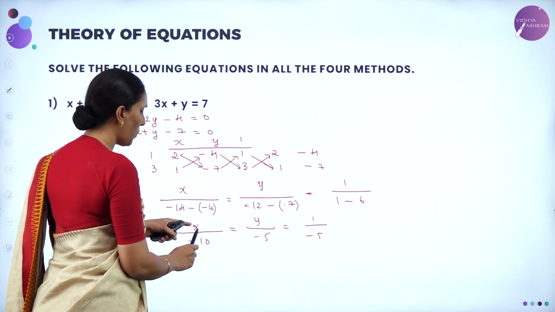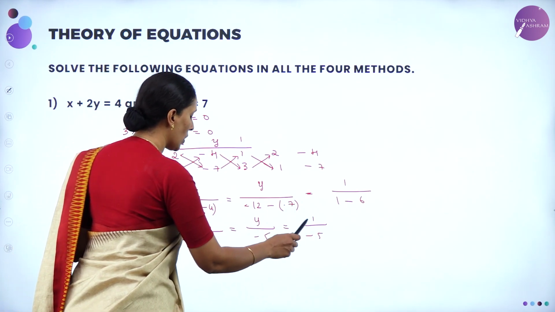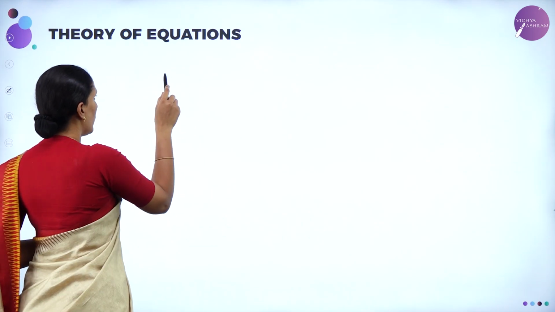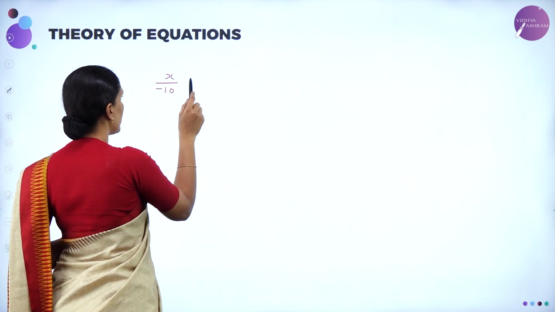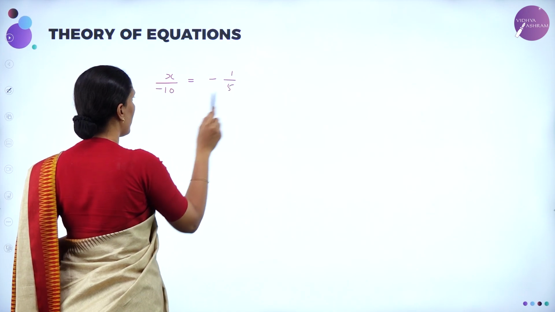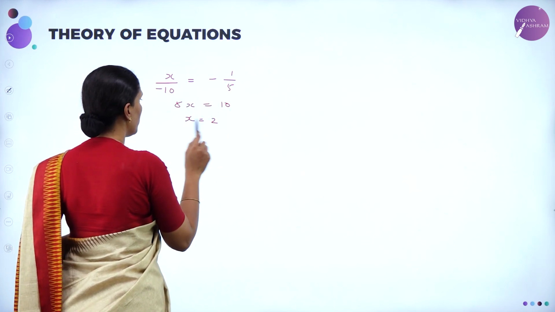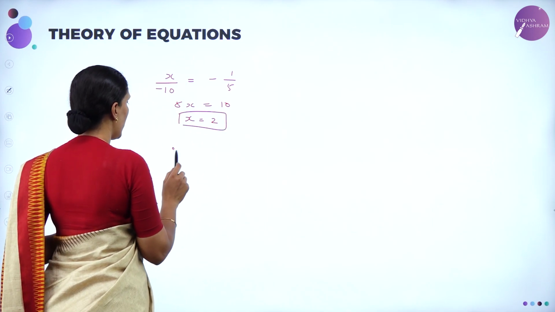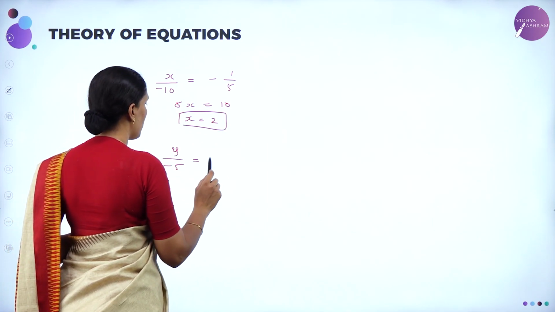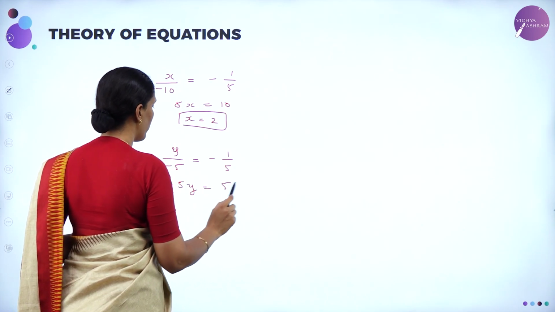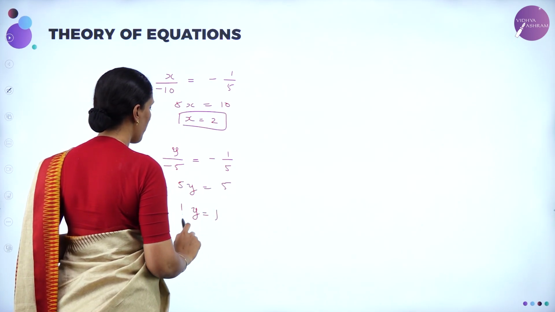Now we'll equate x by minus 10 with the constant and later y by minus 5 with the constant. So x by minus 10 is equal to minus 1 by 5 becomes 5x is equal to 10. So x is equal to 2. Next we take y by minus 5 is equal to minus 5. So we'll get 5y is equal to 5, y is equal to 1.